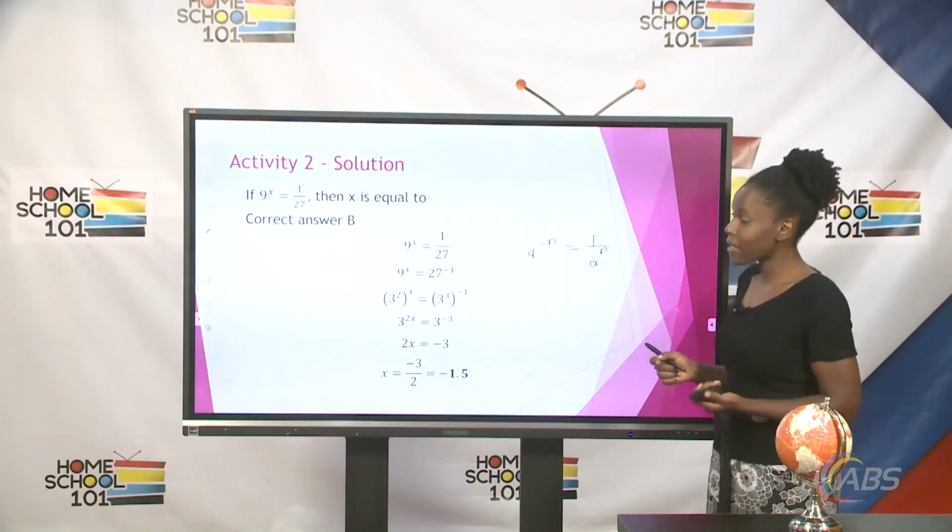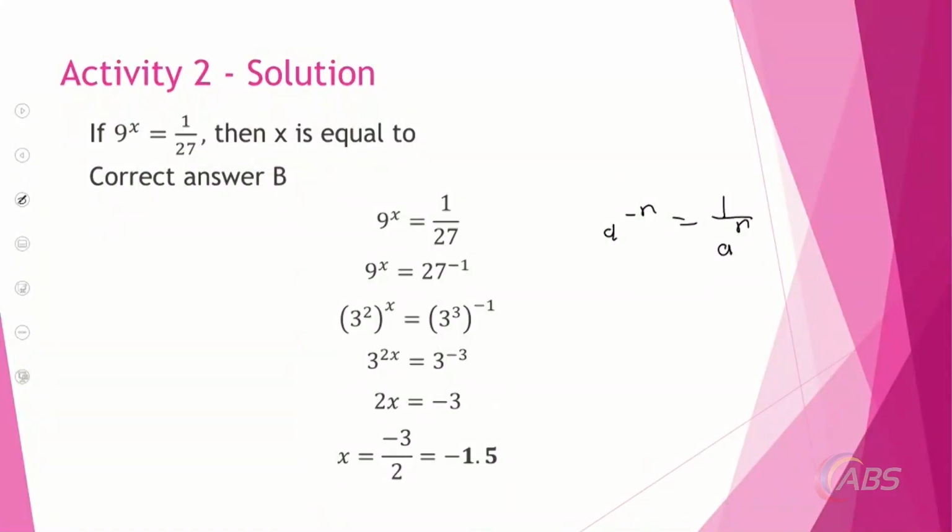So once I have this, I would then apply the rule that states that a to the m, all to the n, is equal to a to the mn. So I have a power in a bracket being raised to a power outside. So what I would then do is to multiply both powers. So it becomes 3 to the power 2x is equal to 3 to the power negative 3.